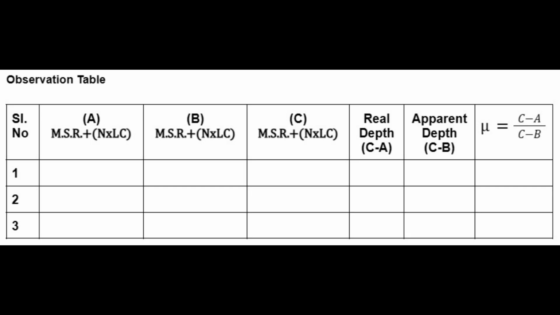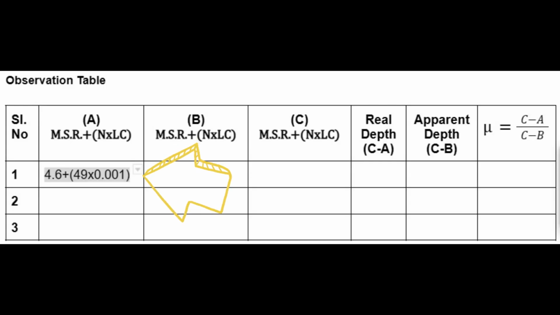And this is the observation table that we are going to use for this experiment. See here, this is what we are going to use for the first experiment. Before inserting values, we have to know how to read. The final reading is always the main scale reading plus the product of the coinciding vernier scale division and the least count. So after the first experiment, we record it like this: 4.6 plus 49 times 0.001.